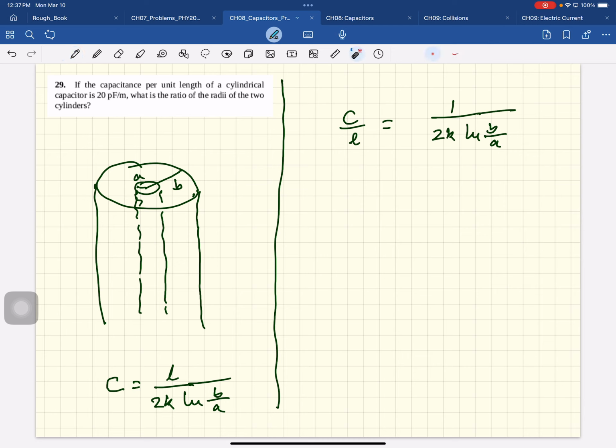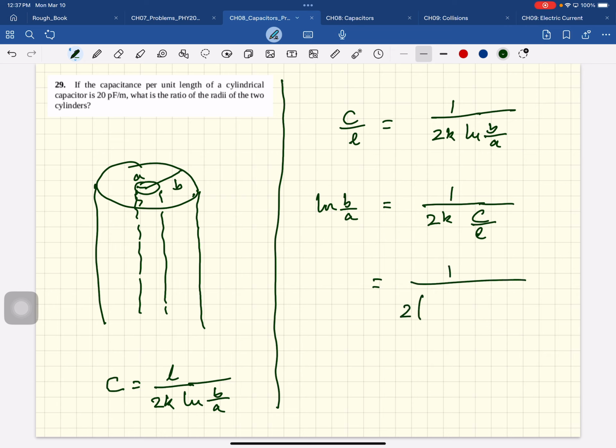So this is what we want to find. So log B over A equal to 1 over 2K, and K is the Coulomb's constant. Okay. So now we can put in all these values. And the Coulomb's constant is 9 times 10 to the 9. Farad per meter.